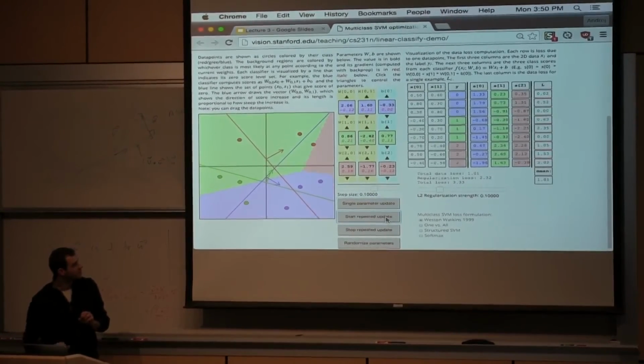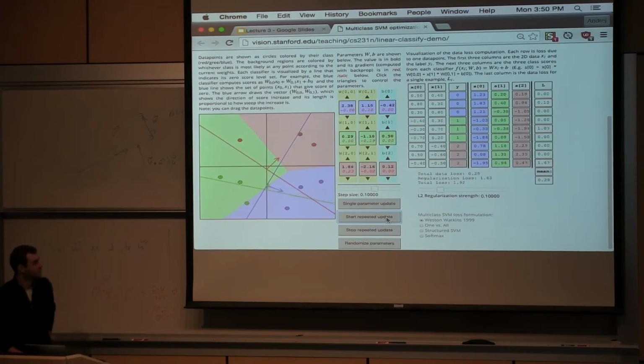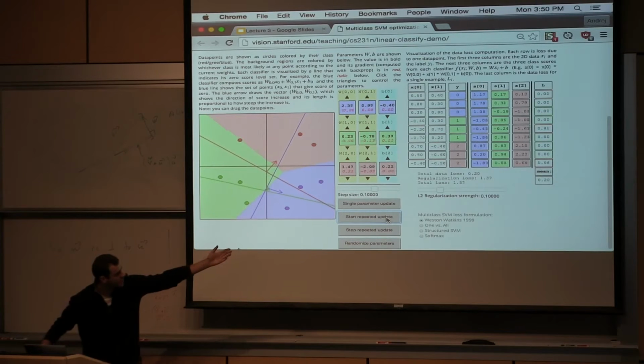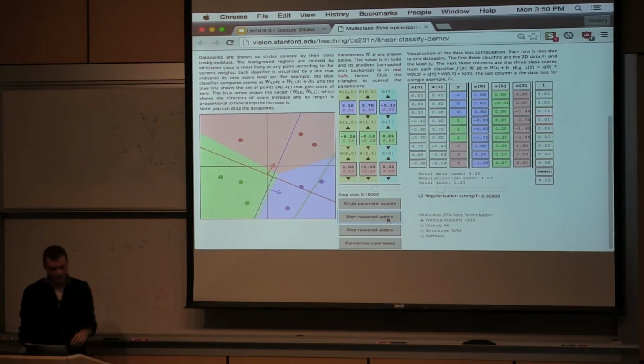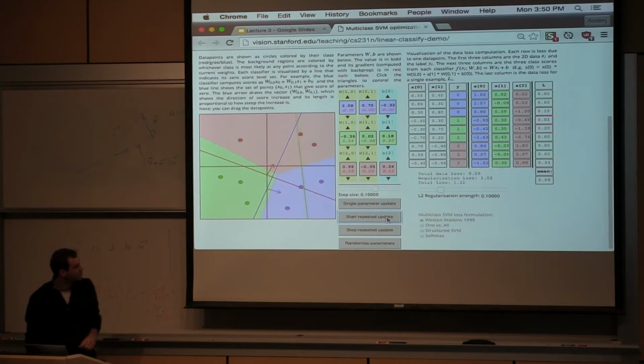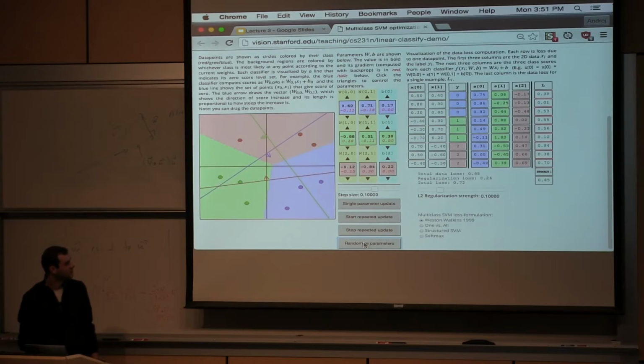I can also start a repeated update, and basically we keep improving this W over and over until our loss, which started off at roughly 3 or something like that, is now a mean loss over the data of 0.1 or something like that, and we're correctly classifying all these points here. I can also randomize W, so it knocks it off, and then this always converges to the exact same point through the process of optimization.